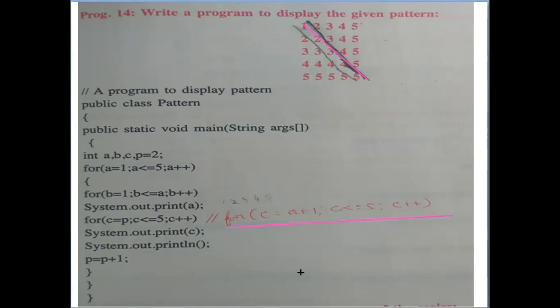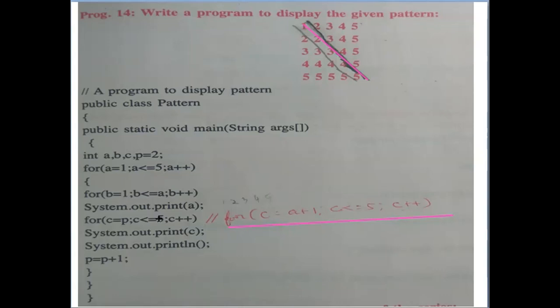Yes, sir. Why should I use P, one more extra variable? Whatever the value of A is, the first time in the first row, A will be 1. So you start from 2. So start the second inner loop from A plus 1. The second time, second row, A will be 2. I must start from 3. So I don't want to use P. I say C is equal to A plus 1. Is it right? Is it not better than what he has given over here?